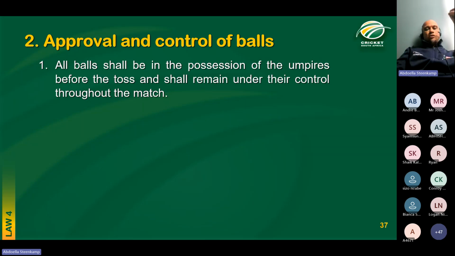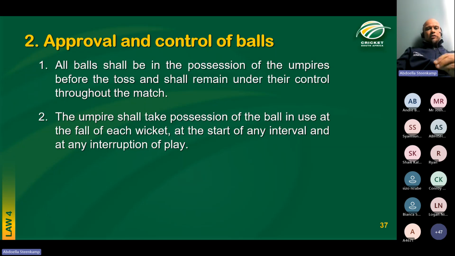So all balls need to be in the possession of the umpires before the toss, and umpires to keep the ball under their control throughout the match. It's important for umpires. They need to take possession of the ball after the fall of each wicket, at the start of any interval, when there is an interruption of play, please ask the fielding side to give the ball to you, and you, the umpires, need to keep the ball.